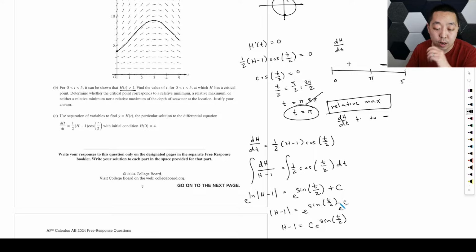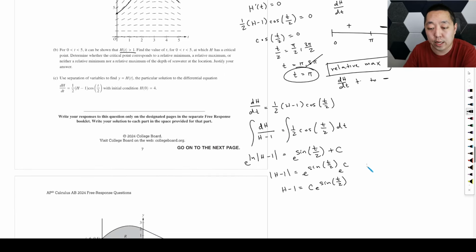Now I'm going to add 1, but I also want to use h of 0 equals 4. I'm running out of space over here, but I'll just do it over here. So h is going to equal c e to the sine t over 2 plus 1. And then we plug in our initial value. So we get 4 is equal to c e to the sine of 0, plus 1. Sine of 0 is 0, so that's c plus 1. That means c is going to equal 3. So my h is going to be 3 e to the sine t over 2 plus 1.